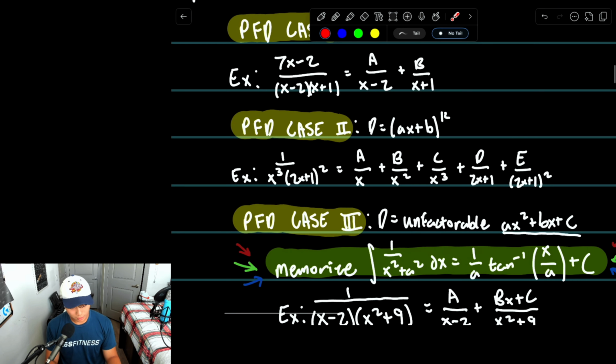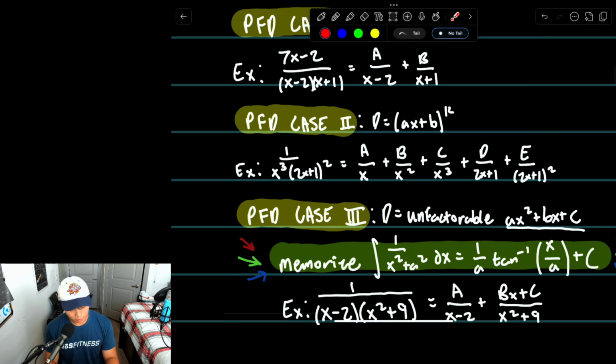The second case is basically when you have a power on your factor over here. So what you would do is notice how instead of assigning A to x cubed alone, you would just count from 1 to 3. So x to the 1, x to the 2, x to the 3, and each one of those would just have a letter assigned to it. So A over x, B over x squared, and C over x cubed.